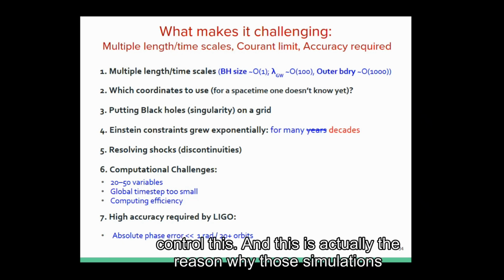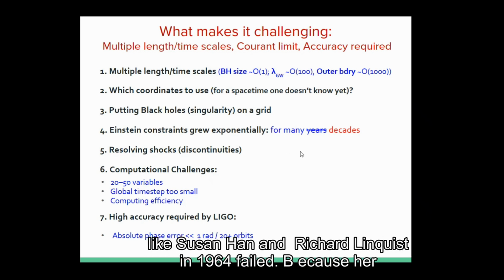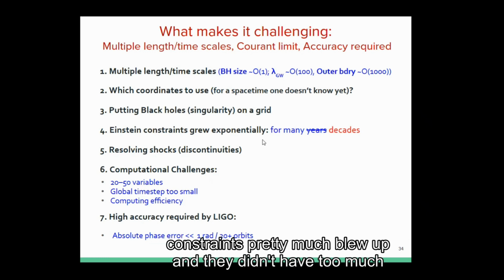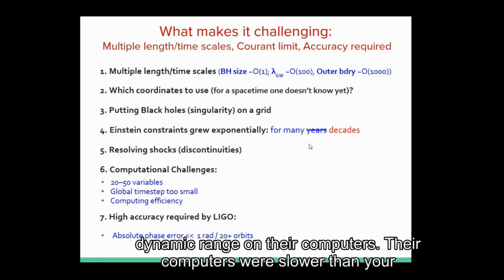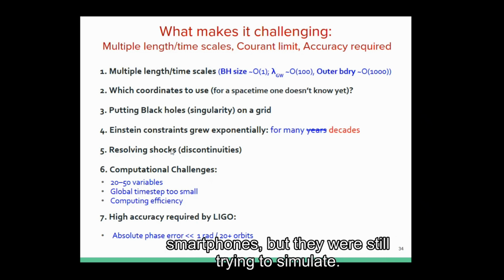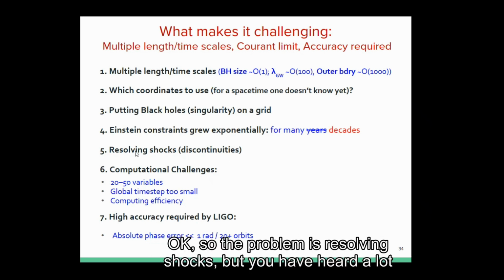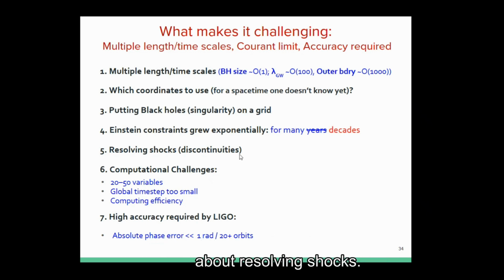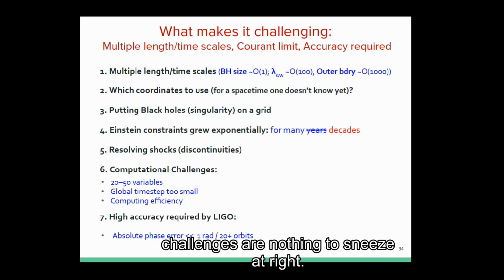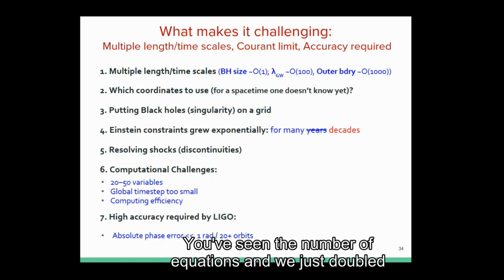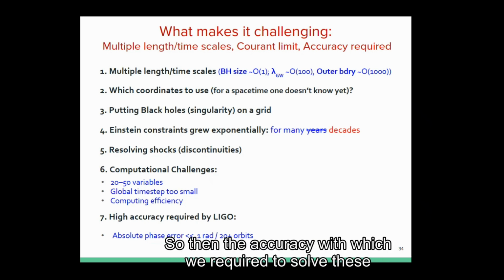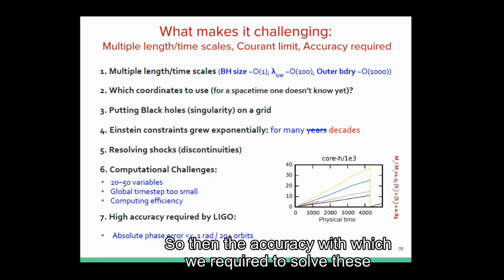And this is actually the reason why those simulations by Susan Hahn and Richard Lindquist in 1964 failed, because the constraints pretty much blew up. And they didn't have too much dynamic range in their computers. Their computers were slower than your smartphones, but they were still trying to do this. Okay, so the problem is resolving shocks, but you have heard a lot about resolving shocks, all these slope limiter things. Computational challenges are nothing to sneeze at. You've seen the number of equations, and we just doubled them by reducing to first order. So the accuracy which we require to solve these equations is quite high.